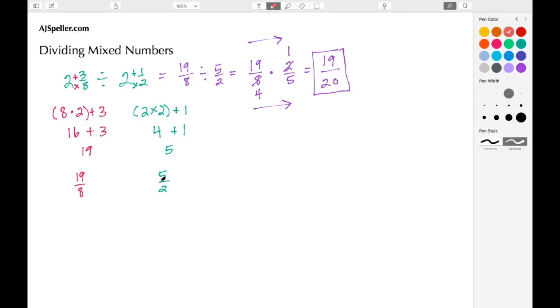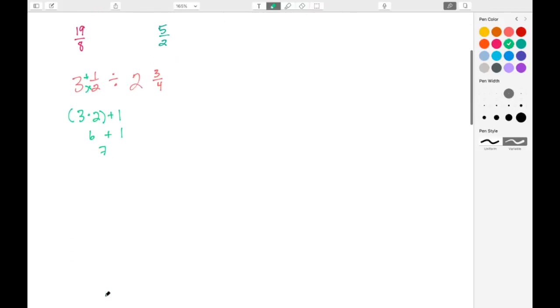All right, let's move on to another example. This time, let's do 3 and 1/2 divided by 2 and 3/4. Again, we're going to do the same thing as far as changing these mixed numbers into improper fractions. So the denominator times the whole number, and we take that product and add to it the numerator. So this here turns into 3 times 2 plus 1. Well, 3 times 2 is 6, and then we add the 1 to get 7.